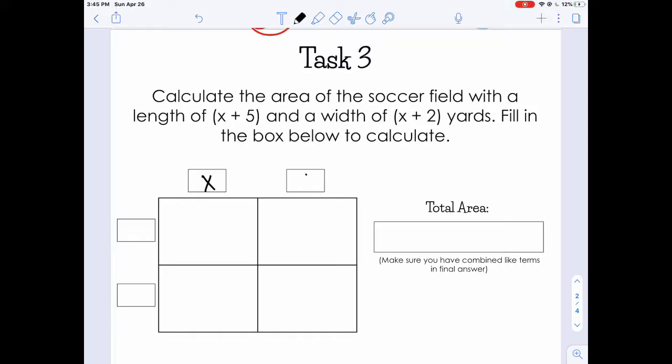We said length was x plus 5, so I'm going to write that in separate boxes. X is one term, 5 is another. And then I'm going to put my width on the side here, x plus 2. That's a positive 2 and a positive 5.